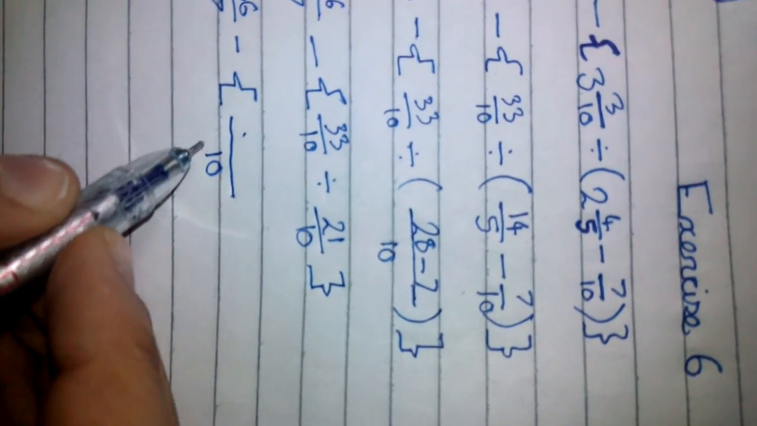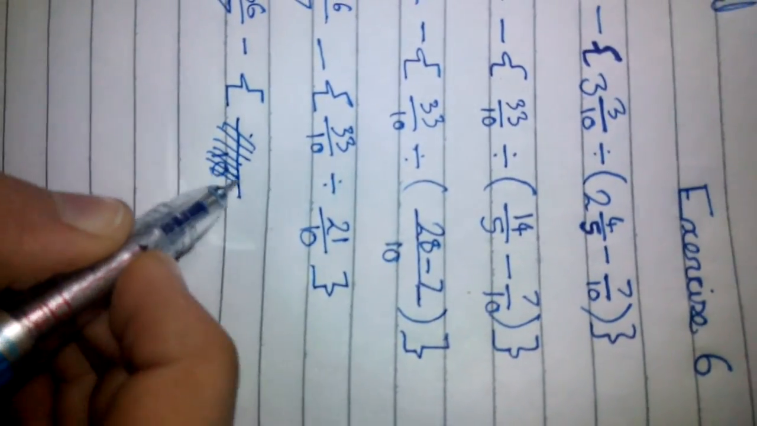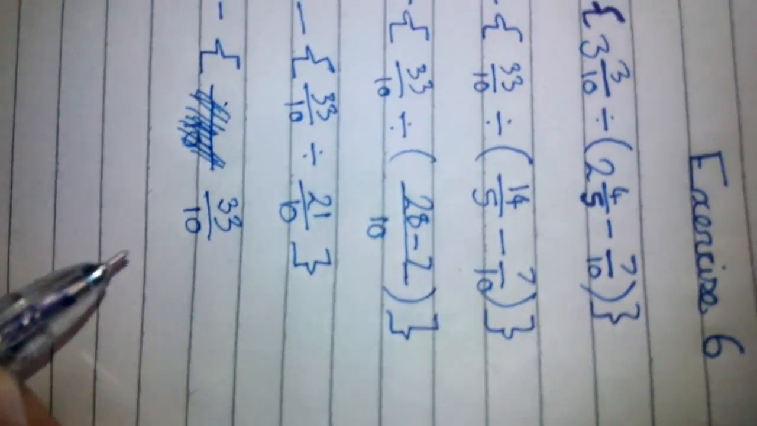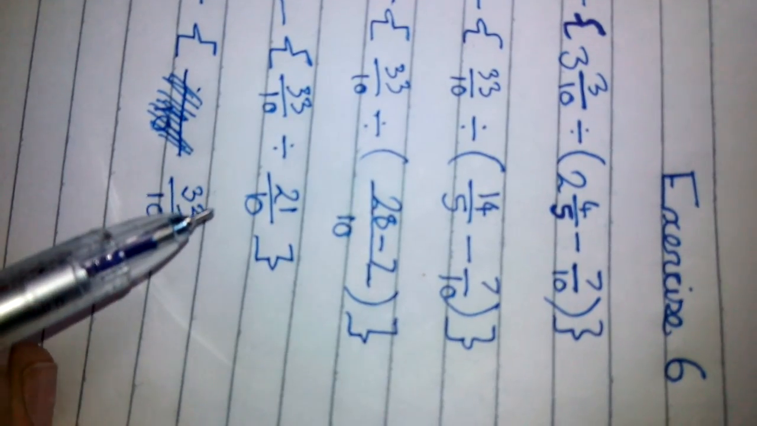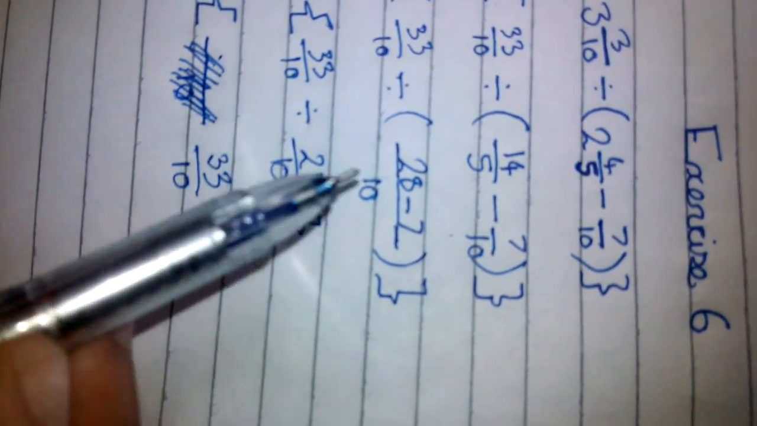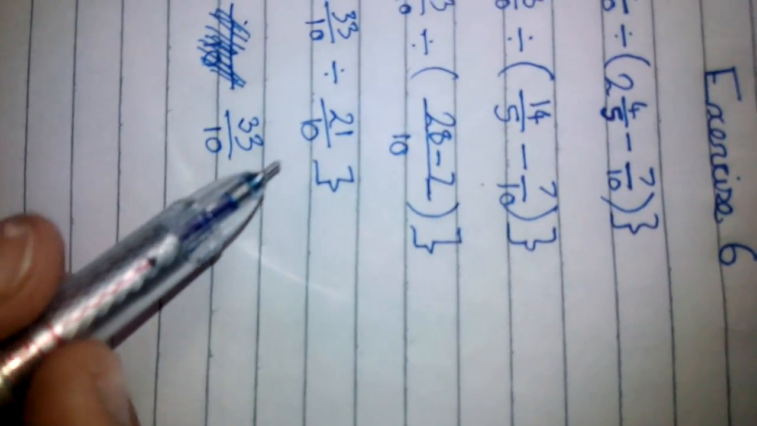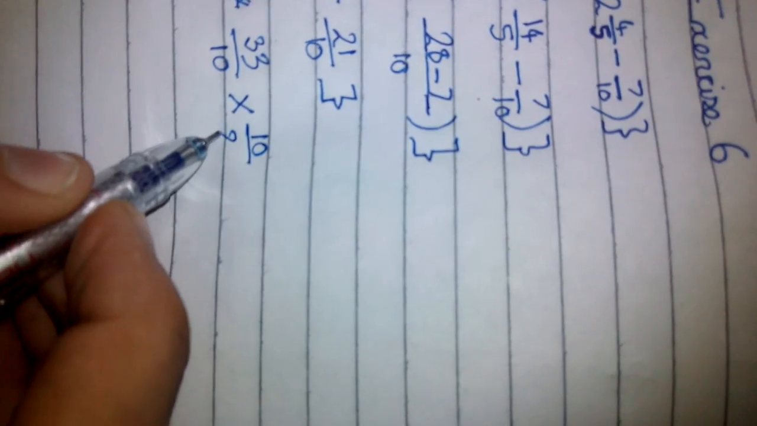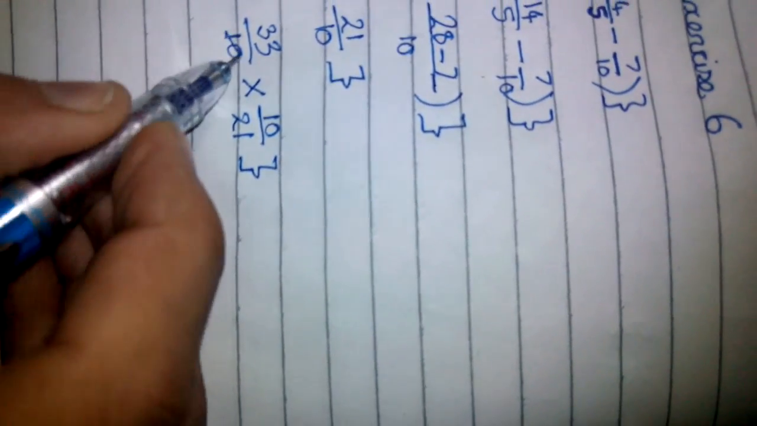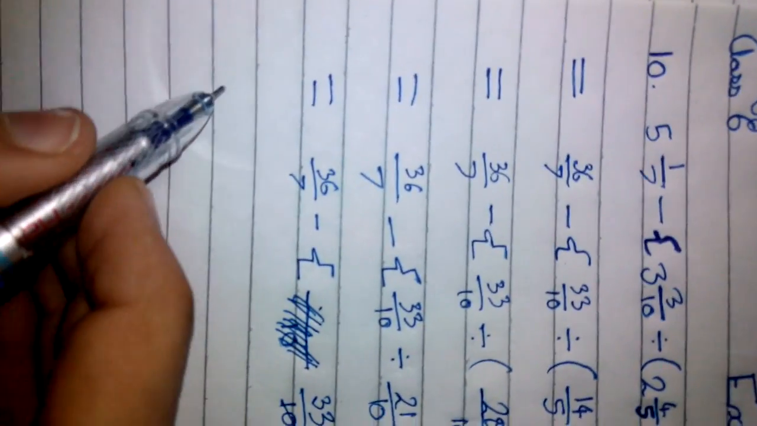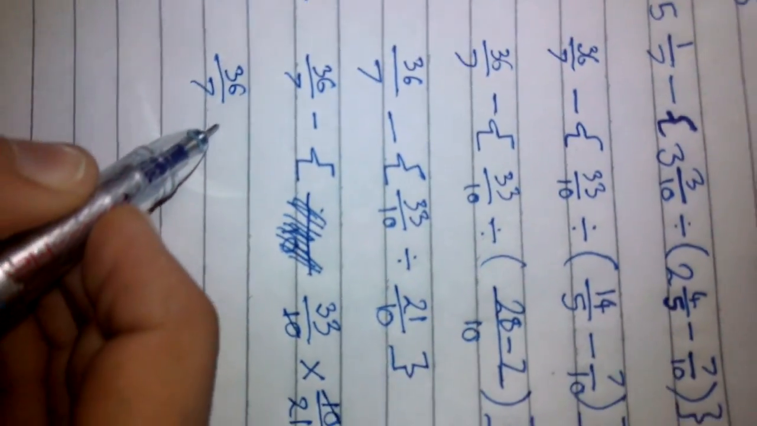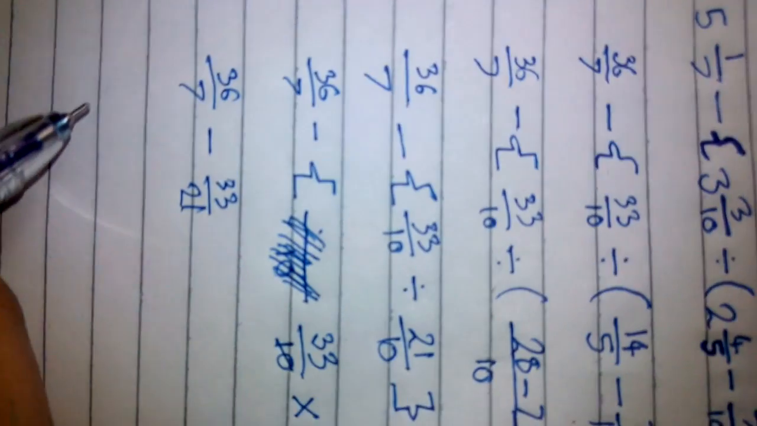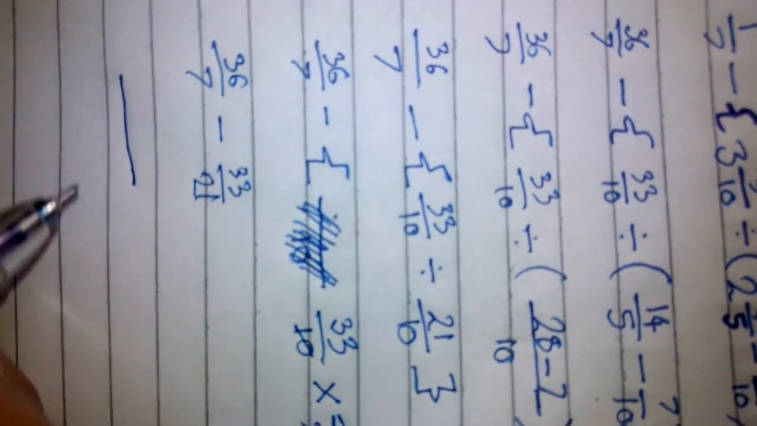Oh, sorry, I made a mistake over here. This is division. I forgot that. In division, what you actually have to do is 33 by 10, and this will be the same, but for division you have to take the reciprocal of the second number. The second number is 21 by 10, so you give a multiply sign and put its reciprocal form. Now cut it. 33 by 21. So, 36 by 7 minus 33 by 21. Now, LCM of 21 and 7 is 21.